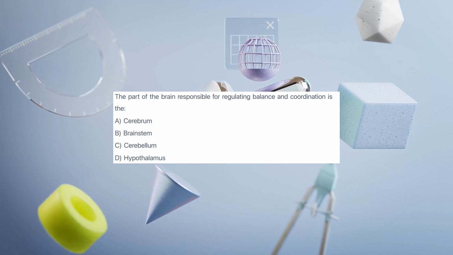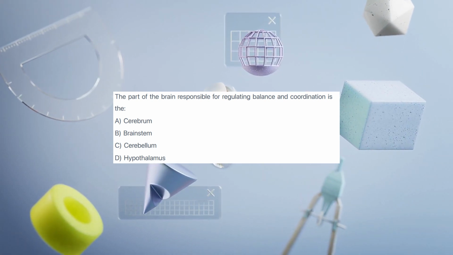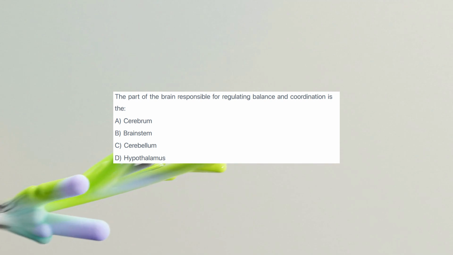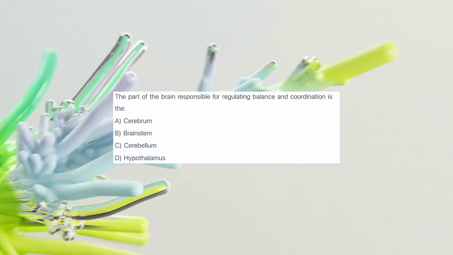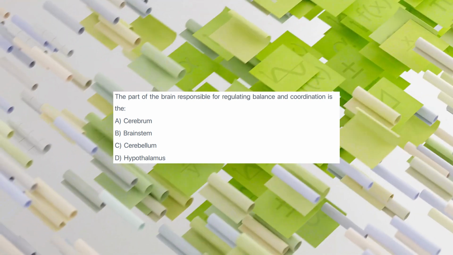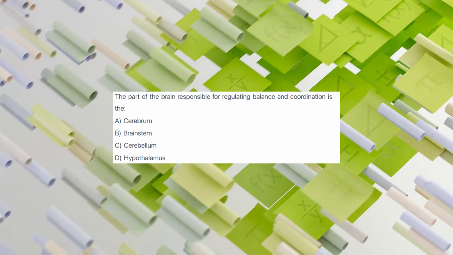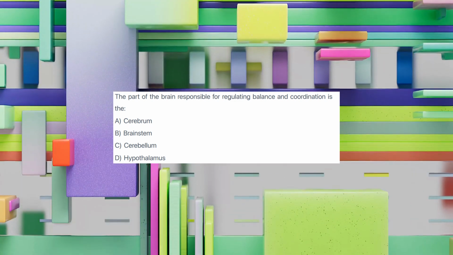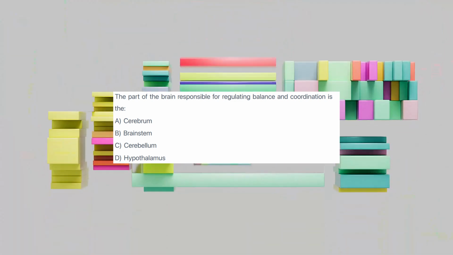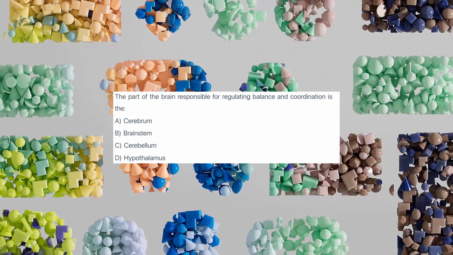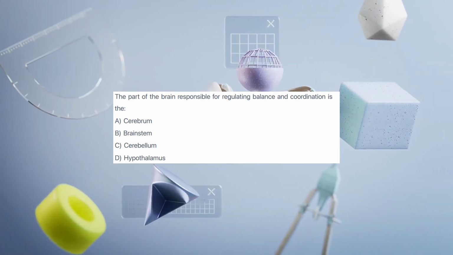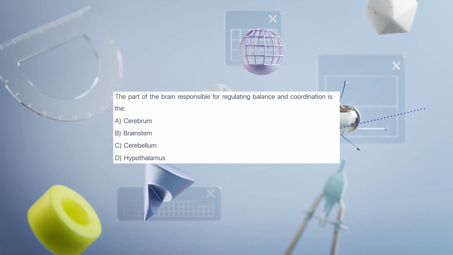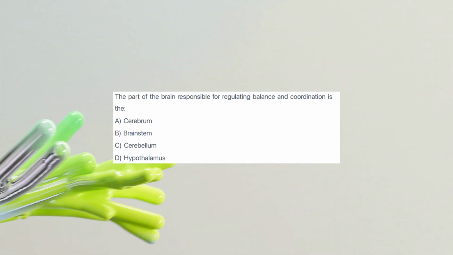The part of the brain responsible for regulating balance and coordination is the A, cerebrum, B, brainstem, C, cerebellum, D, hypothalamus. Answer C, cerebellum. Explanation: the cerebellum, located at the back of the brain, is primarily responsible for coordinating voluntary movements, maintaining posture, balance, and motor learning.